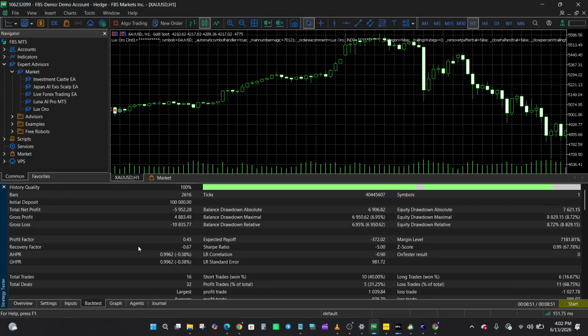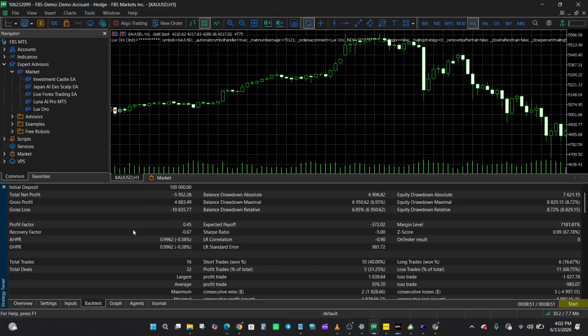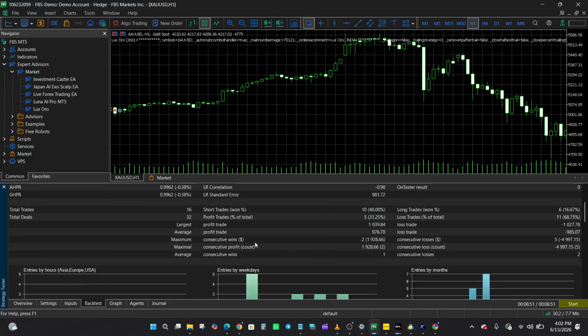Looking at the backtested results, we can see that from an initial deposit of $100,000, total net profit was negative 5,952.28, and the total trades taken were 16, out of which 5 were profitable, giving us a 31.25% win rate. That's quite low. Largest profit was 1,039.84. Largest loss was 1,027.78. Average profit was 976.7, while the average loss was 985.07.